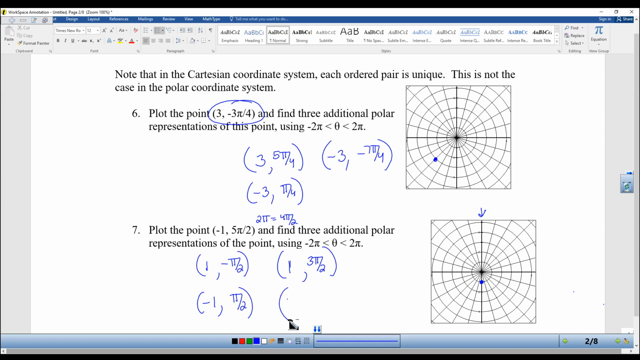And then if you wanted a fourth one, you could do -3 pi halves, which would put you up at pi halves, and then -1. So there's lots of choices for that.